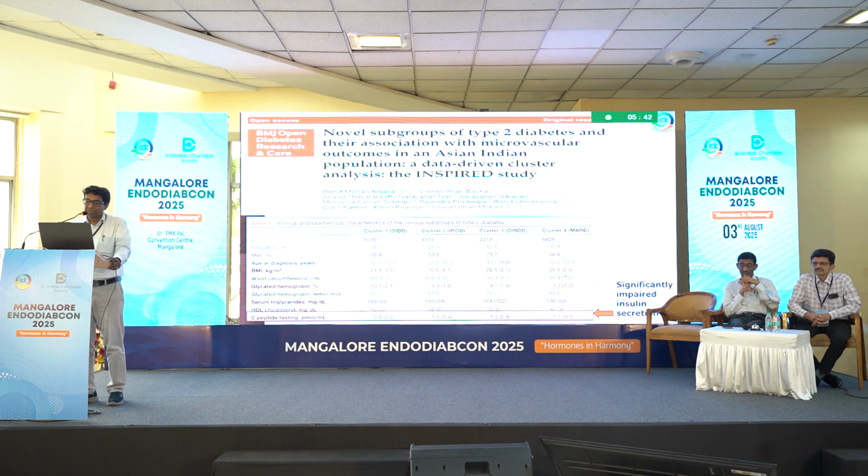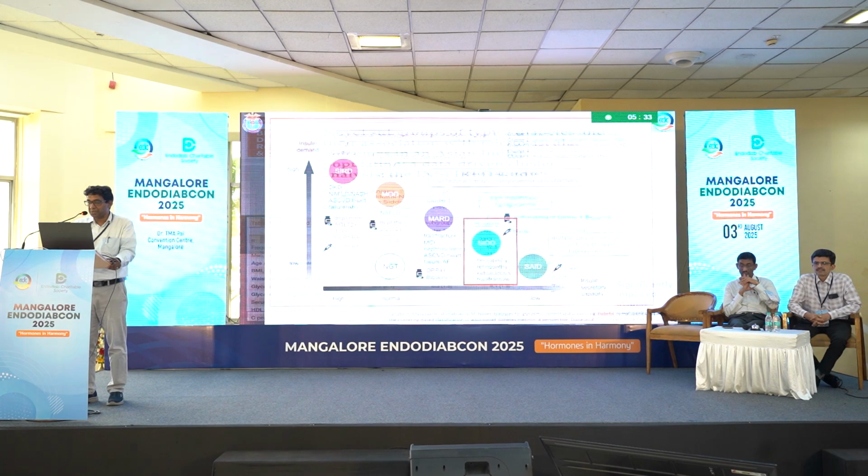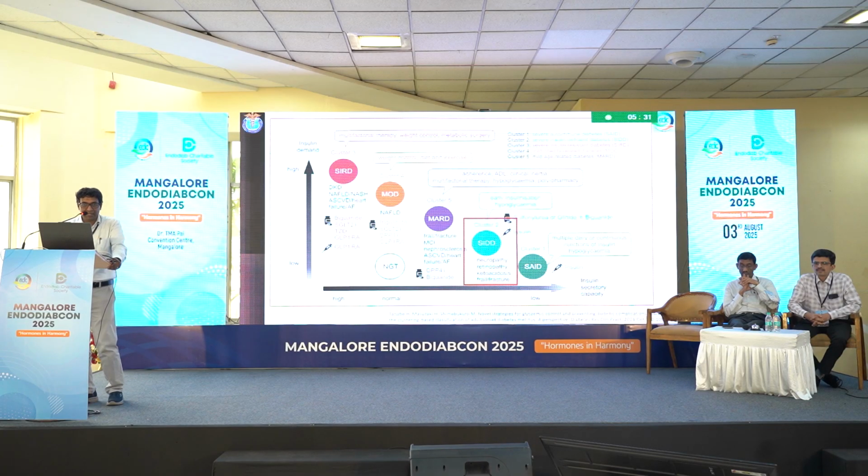Dr. Mohan's publication also, if you see the Indian group, predominantly the severe insulin deficient one, characterized by very low C-peptide levels. And this very nice infographic actually gives you the type of treatment needed for the various clusters of diabetes. And SIDD, which is kind of the commonest in India, has larger rates of neuropathy and retinopathy. Early insulinization and insulin secretagogues may be needed in this population.